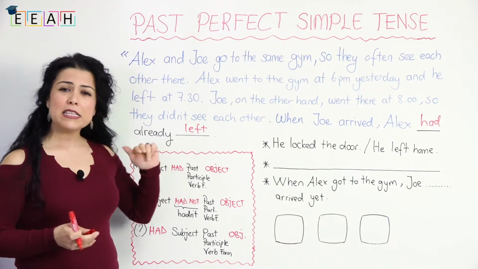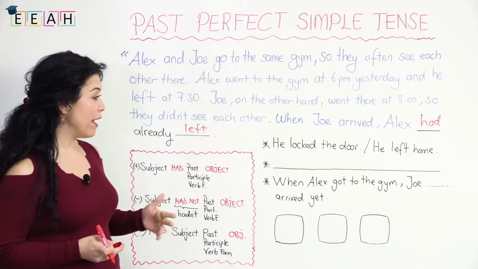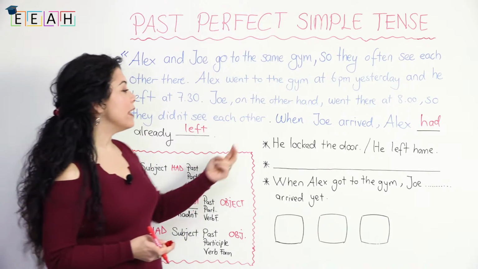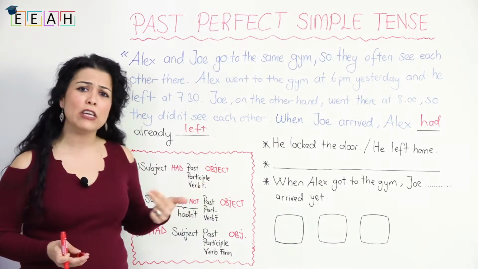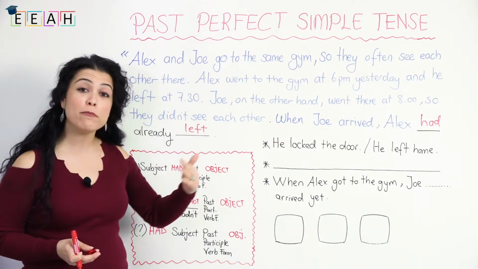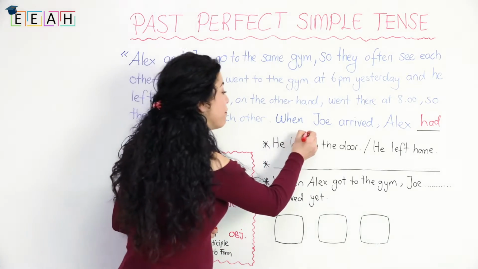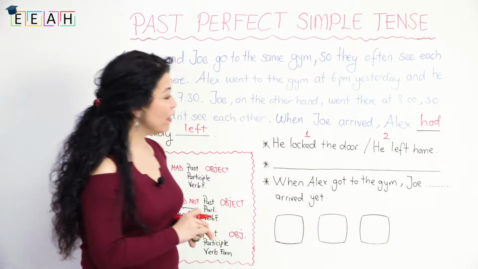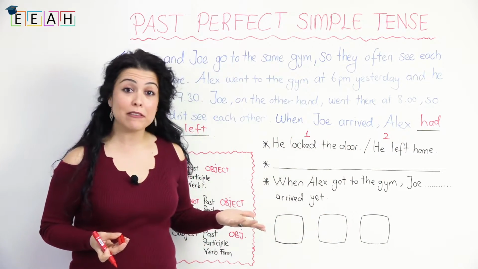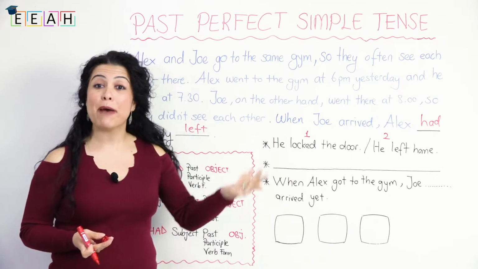Here, let's think of what Alex did before he came to the gym, right? He did two things. Well, he locked the door, he left home. But which one did he do first? There should be a chronological order, right? Yeah, he locked the door first and then he left home. Well, which one is further in the past? He locked the door, so this happened further in the past.